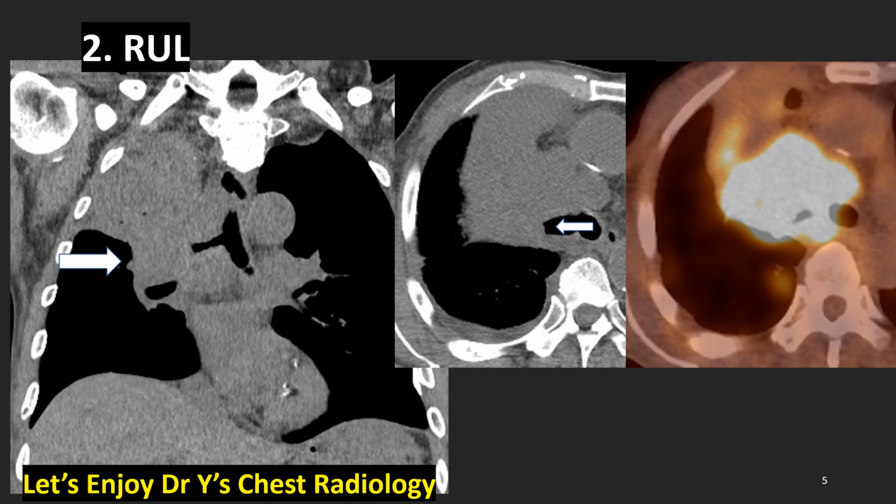The coronal and axial non-contrast CT shows where mass is. The arrow indicates the proximal mass obstructing right upper lobe bronchus and distal atelectasis, showing Golden's S sign. The last image, the PET-CT axial image, shows how big the tumor is.